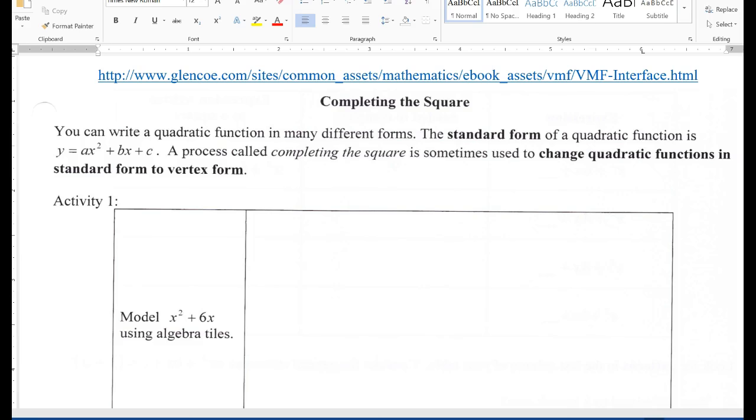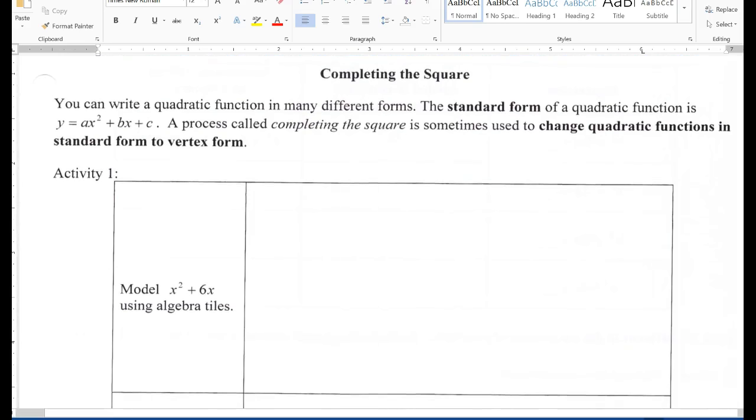If you're at home, you are going to want to be on a computer, not on your phone, okay, on an actual computer. And you're going to want to go to the website that's listed there. So the Glencoe sites, common assets, mathematics, etc., so that you can actually use some virtual algebra tiles.